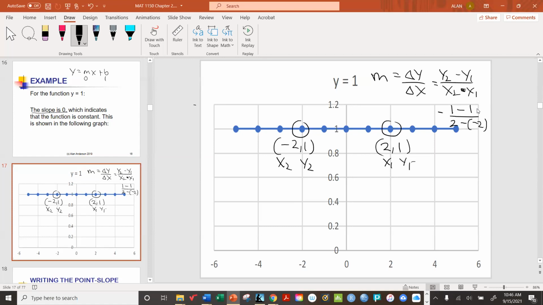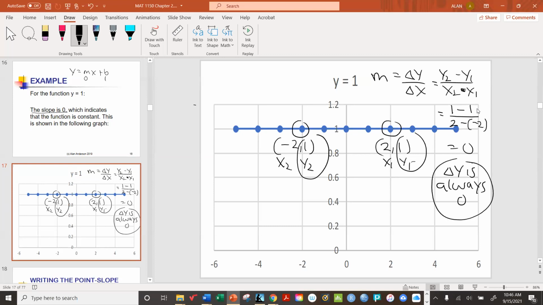But anyway, what I wanted you to see is that no matter where we are, the y's are always the same. So delta y is always 0. And this is why the slope is 0. Okay, that's the logic behind it.